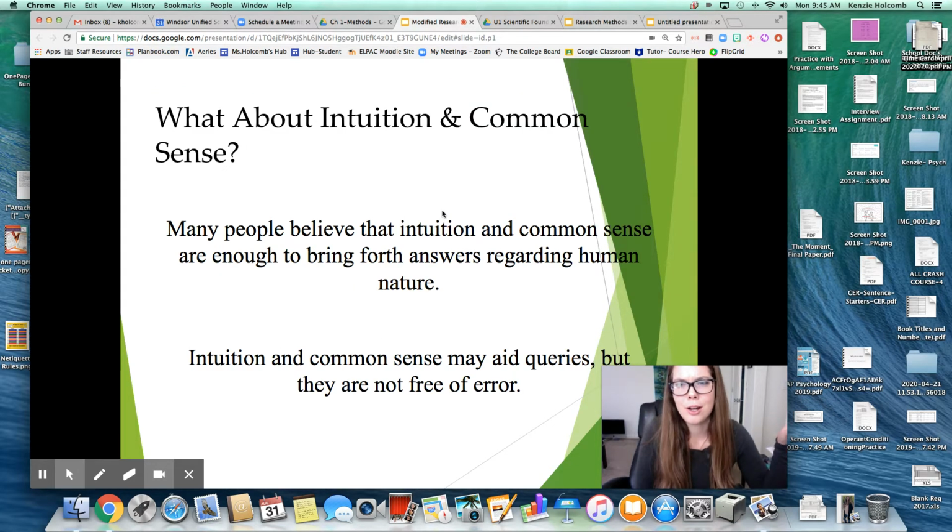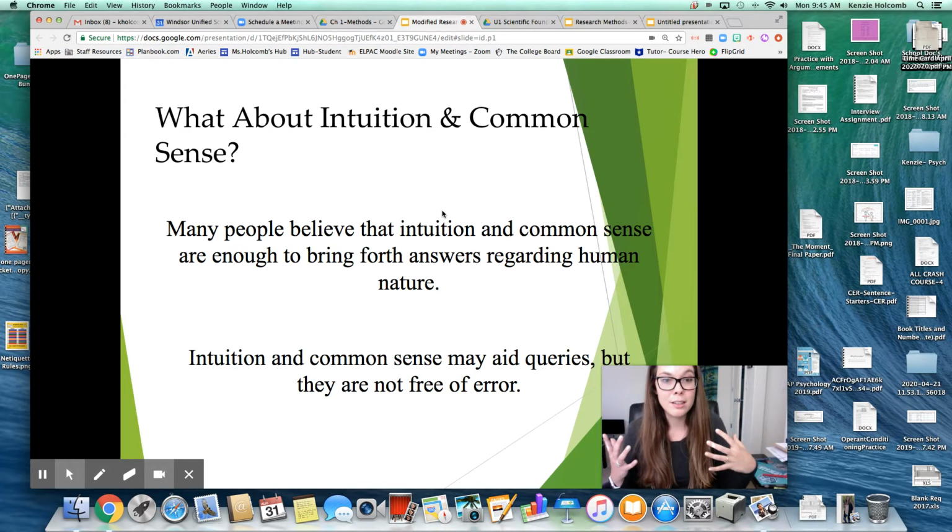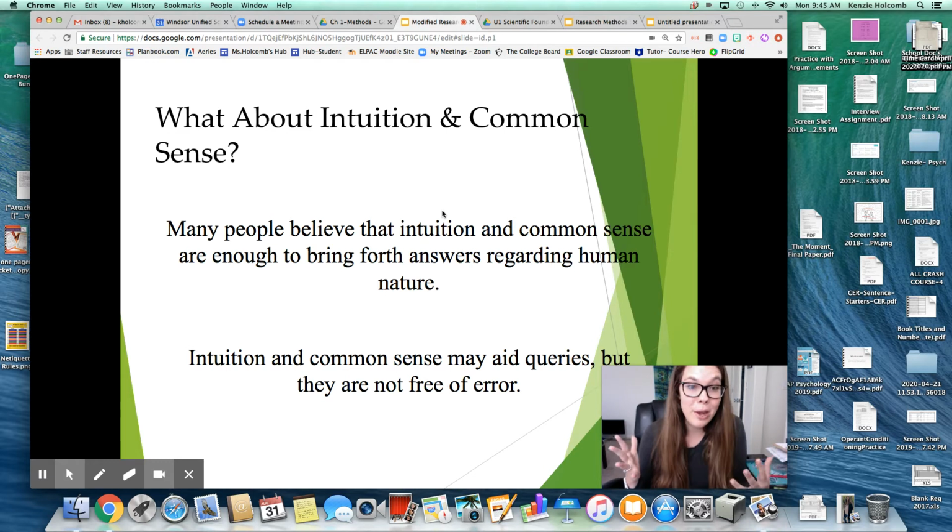And what about intuition and common sense? So a lot of people believe that, it's kind of like, if you've ever had a gut feeling, right? Even though our gut feelings might help us avoid dangerous situations or avoid certain people, they're not free of error, right? So we all have errors. Sometimes we prejudge people before we actually get to know them. We're like, oh, wow, our instincts about these people were completely off, right? So thinking about how we can try to be as error-free as possible.